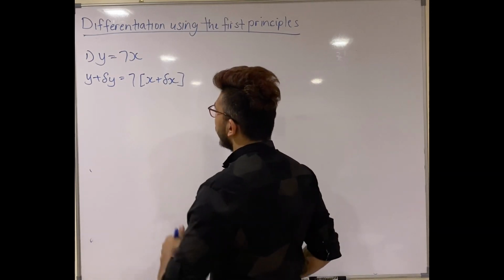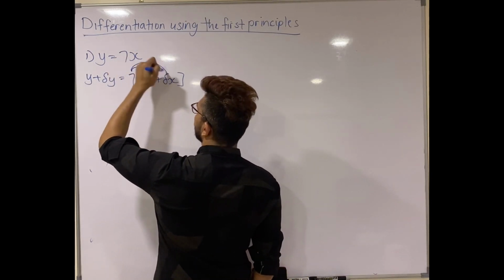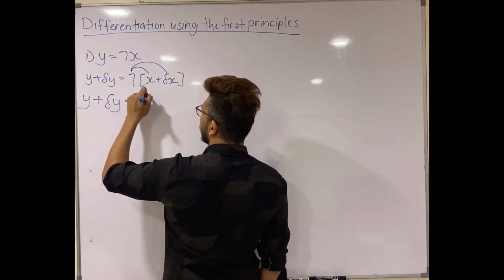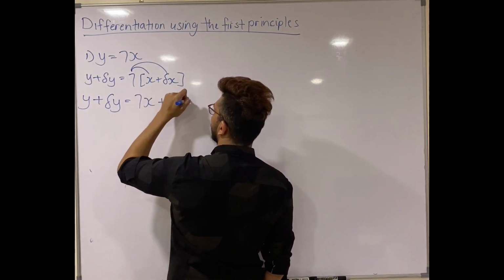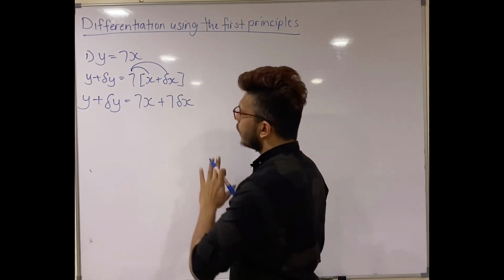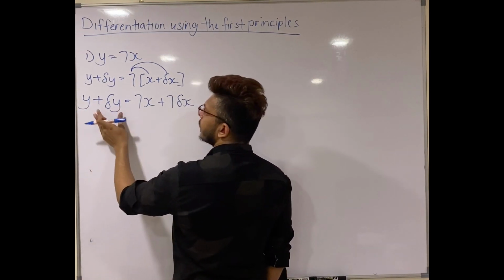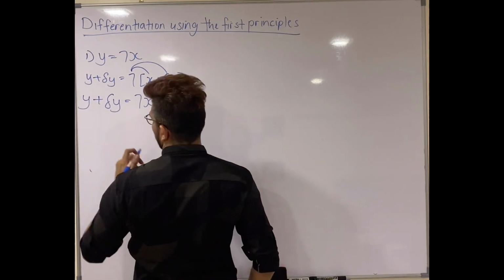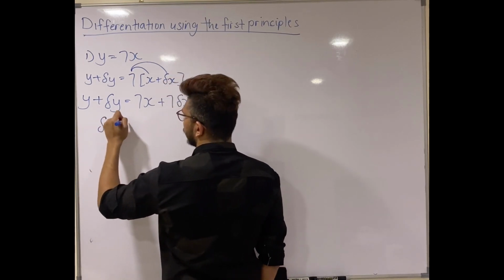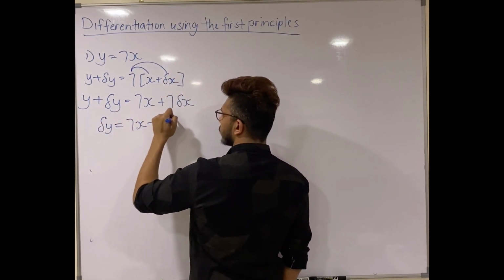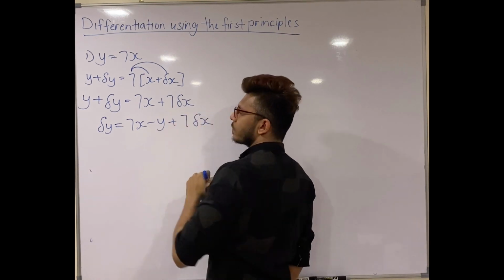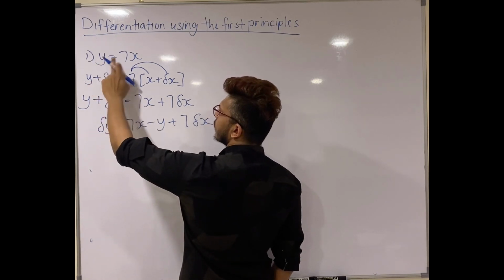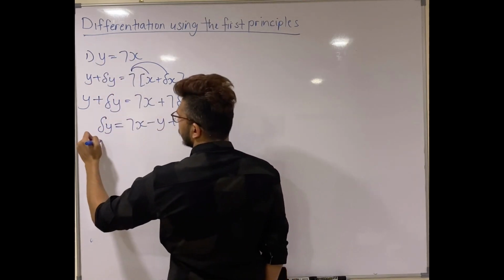Okay? Now, next step is to expand this. So, y plus delta y is equals to 7x plus 7 delta x. Okay? Then, we are going to make delta y the subject. So, the rest you have to move to the right. So, delta y is equals to now, do you realize y is given as 7x? Substitute that into this.